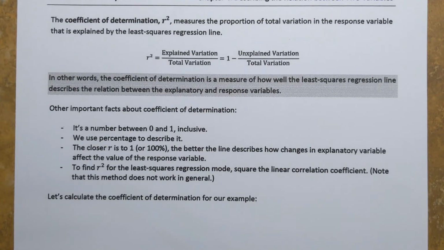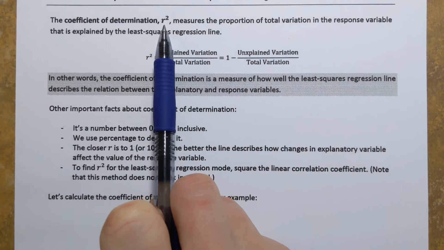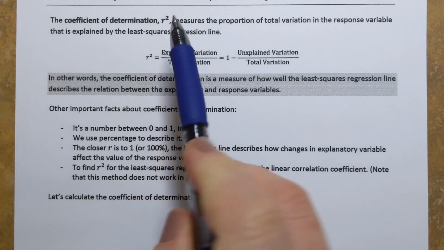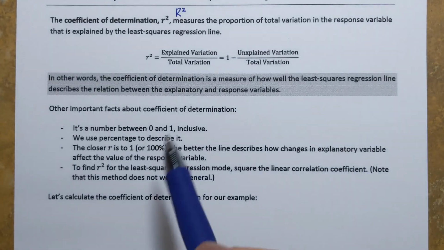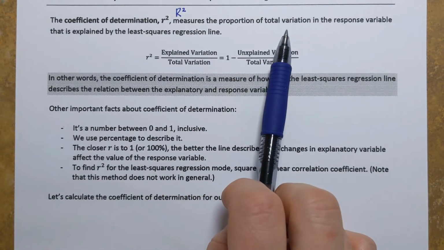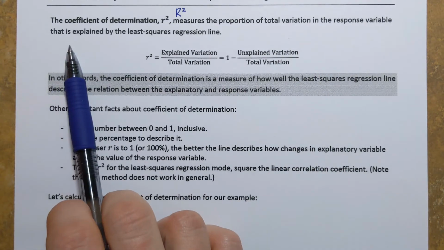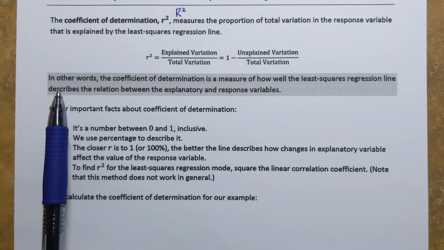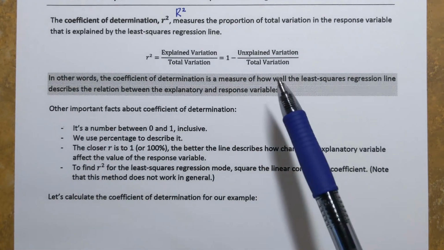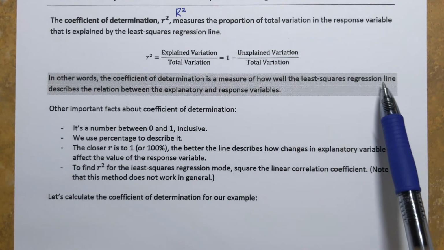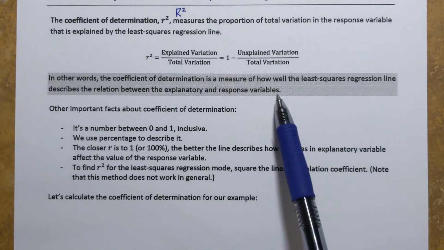So let's summarize what we've learned so far about the coefficient of determination and learn some other important facts about it. The coefficient of determination is denoted by r squared. In some sources you'll see a lowercase r, and in some sources you'll see uppercase R squared. And as we said, it measures the proportion of total variation in the response variable that is explained by the least squares regression line. So overall, simply said, it measures how well the least squares regression line describes the relation between the explanatory and response variables.